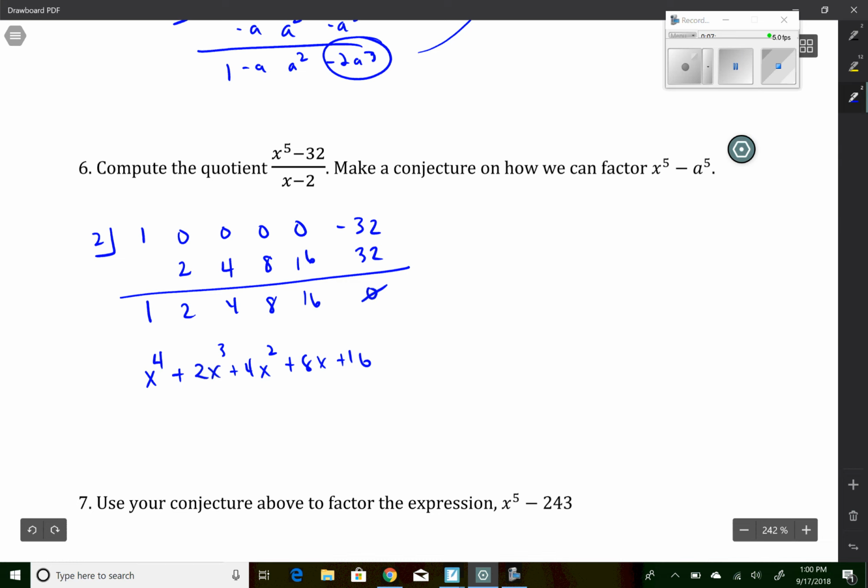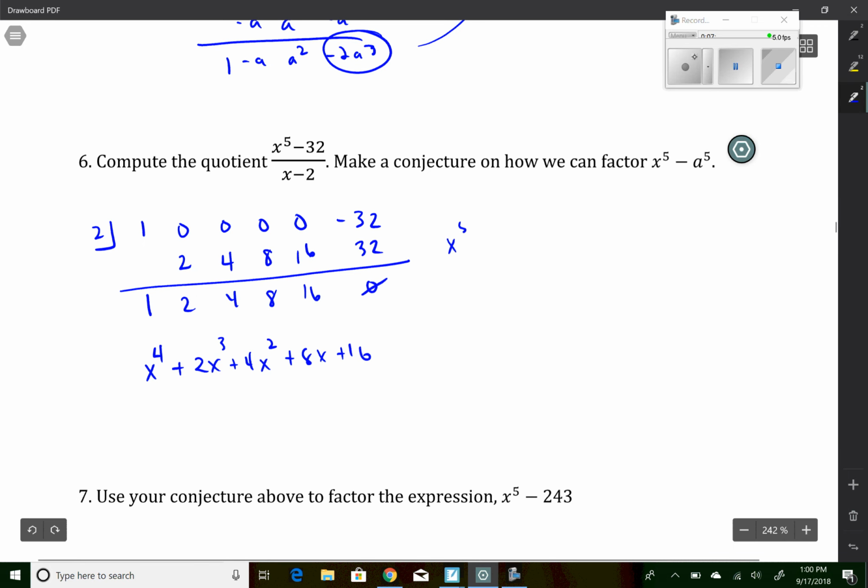So then it wants us to make a conjecture. Notice when I divided this out, I got all positive numbers, which is good for us. So the conjecture is going to be x to the 5th minus a to the 5th is going to be equal to x minus a. Why minus a? Because that's what I divided by when I got this other factor.